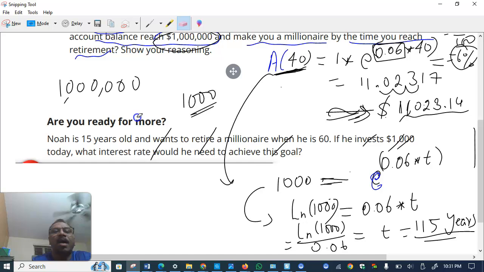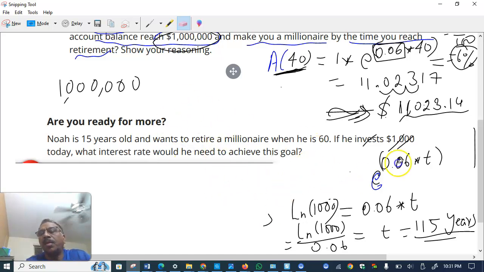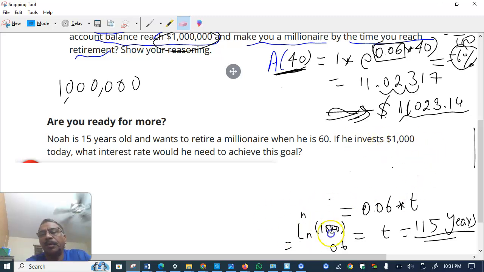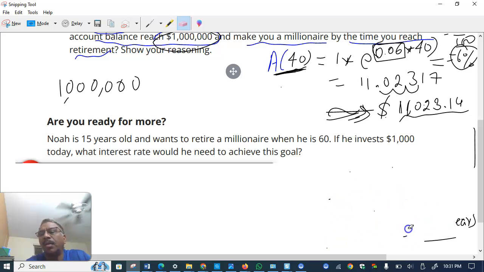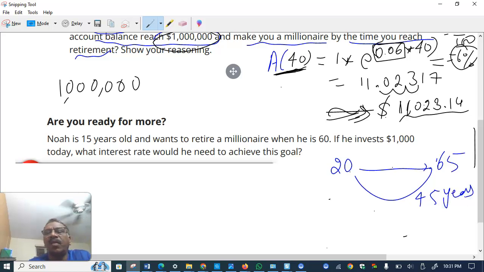If you see this, are you ready for more? How is it possible to get 1 million if you put $1,000 in now and you work for 40 years? Maybe you want to work more years. Let's say you are 20 and you want to work until maybe 65. That's like 45 years. So let's put it like this. You want to work for 45 years. Any changes to get a million?